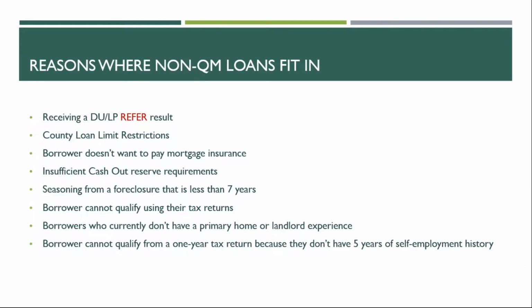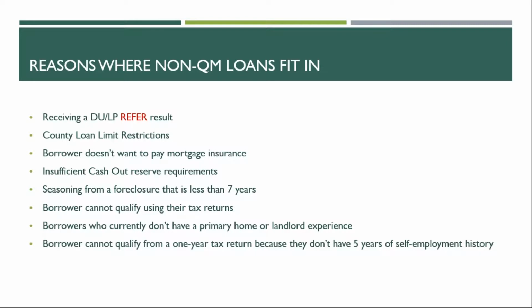All right, let's go ahead and move to the next slide here. We want to make sure that you are maximizing the potential of our non-QM programs. The list here on the screen shares some of the circumstances where a non-QM loan may be an option for your borrower. I'll read through these very quickly. Receiving a DU refer result on an agency loan. Maybe there's a county loan limit restriction. The borrower doesn't want to pay mortgage insurance. We don't have any mortgage insurance on any of our programs, as I stated earlier.